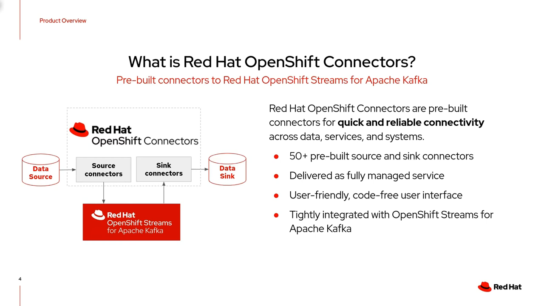At the moment, we have more than 50 pre-built sink and source connectors available, where source connectors consume data or events from a data source and publish the data to a Kafka topic on Streams for Apache Kafka. And sink connectors consume from a Kafka topic and push the data to a data sink. The connectors include source and sink connectors to a variety of cloud services. Think AWS S3, GCP PubSub, etc.